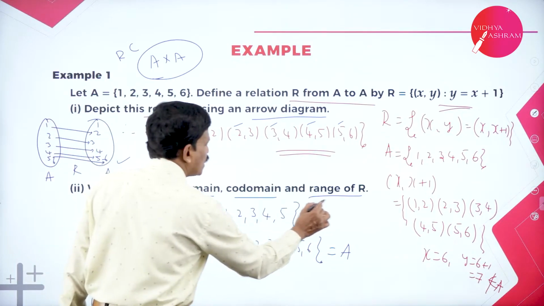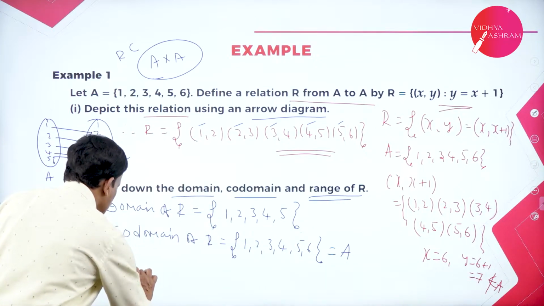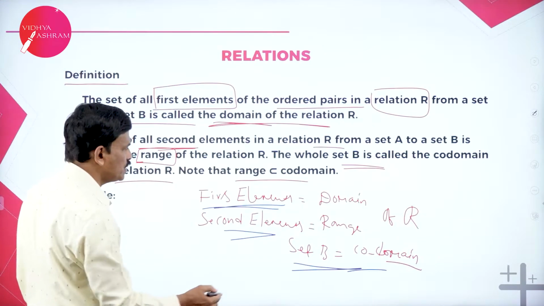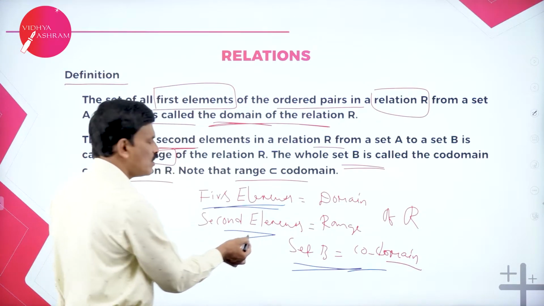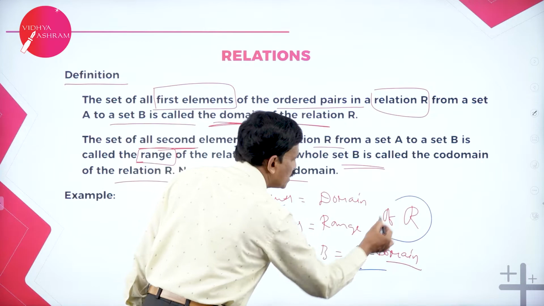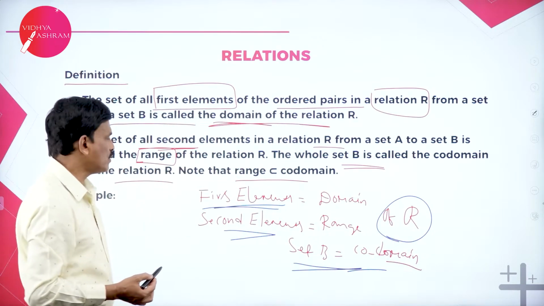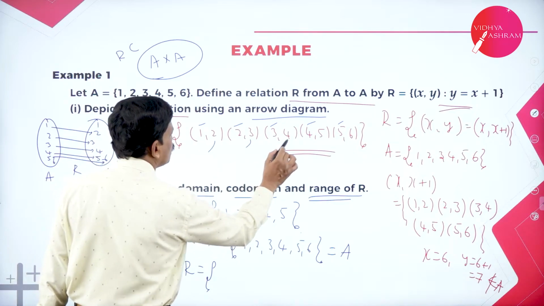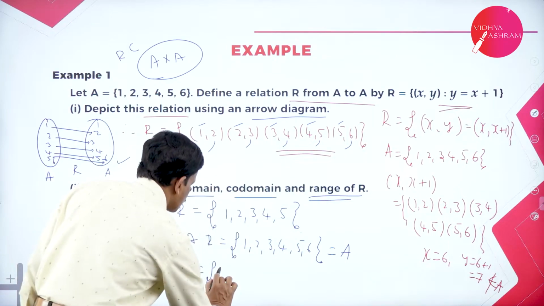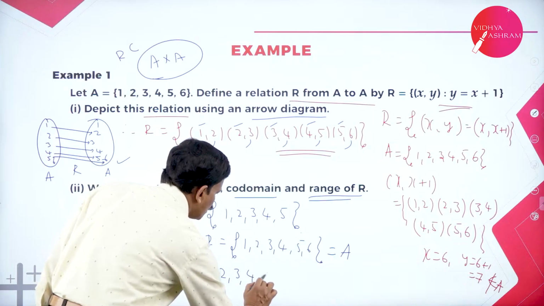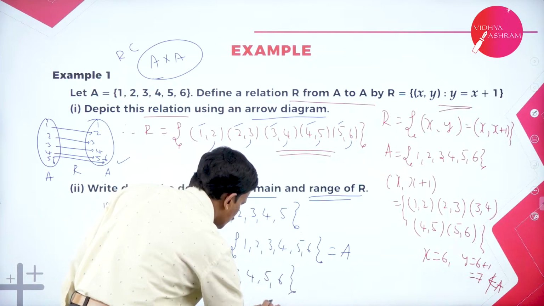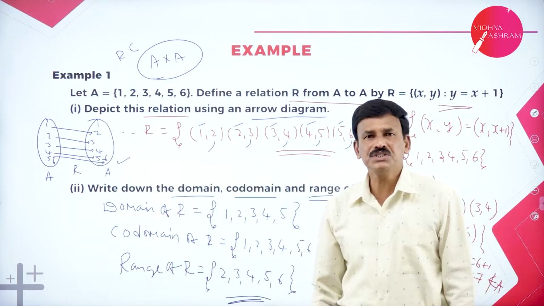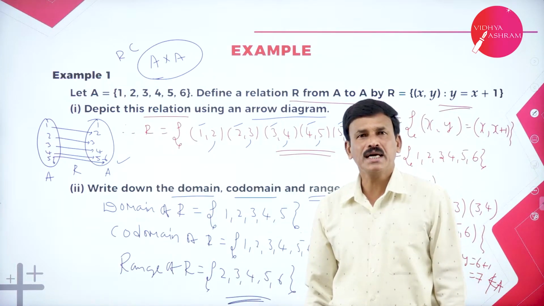Now, what is to find? The range. Range of R. What is the definition for range of R? The set of all second elements of the relation. The set of all second elements of R is called the range. What are the second elements? 2, 3, 4, 5 and 6. So here 2, 3, 4, 5 and 6 come under the range.